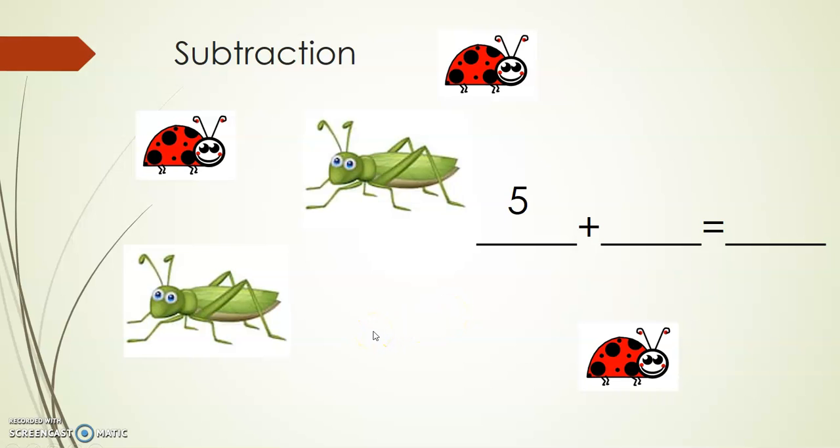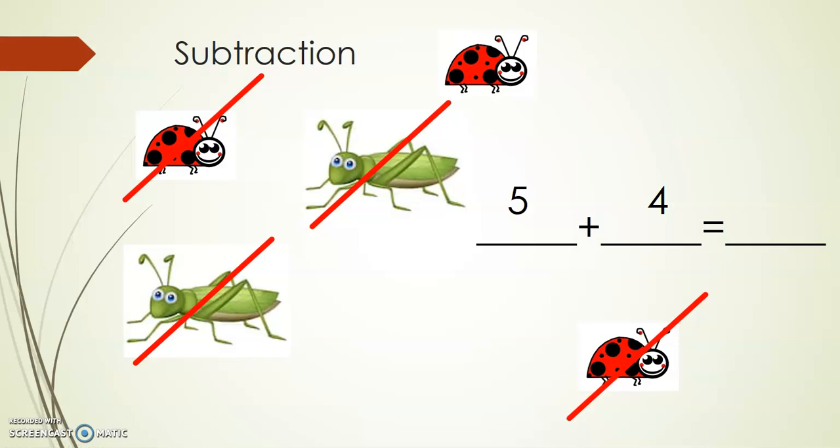Now, Mom called us in for lunch, so we went in to eat our sandwich. And when we came back, 4 of those bugs had gone away. So we're going to say 5, and I know it's a plus sign, but we're going to pretend it's take away. 5 take away 4. How many bugs are left over after that? 1, 2, 3, 4 are gone. How many are left?